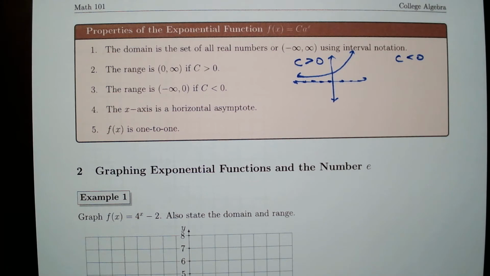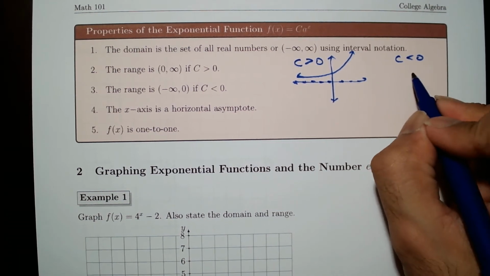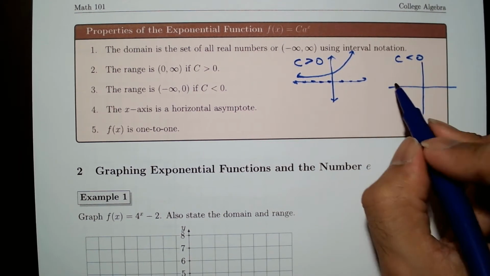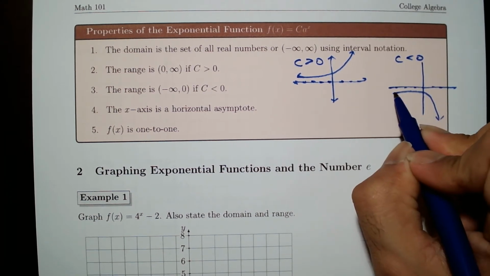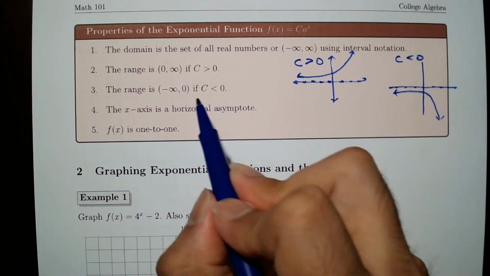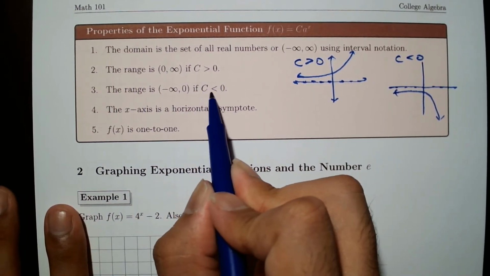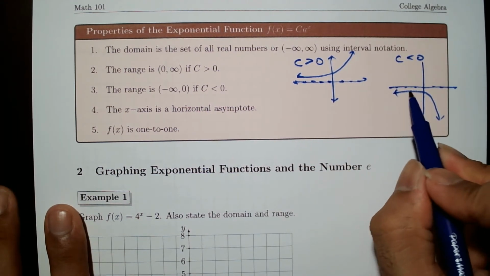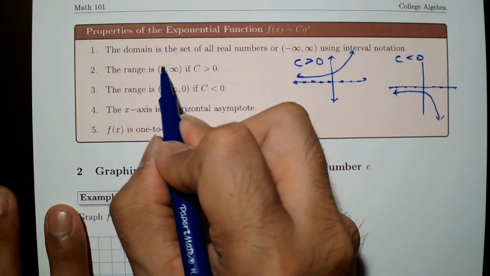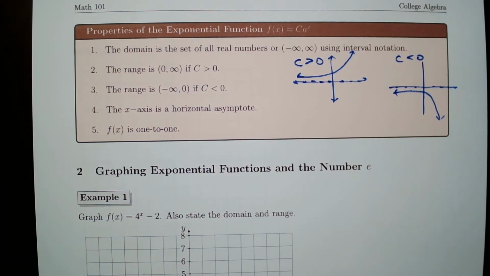So in that case, what we do is flip the graph, or reflect it about the x-axis. That's why the range, when the initial value is negative, is going to go from negative infinity to 0 without touching the 0. Notice the parentheses, because it never touches or crosses the x-axis, unless again the graph is shifted up or down certain units.